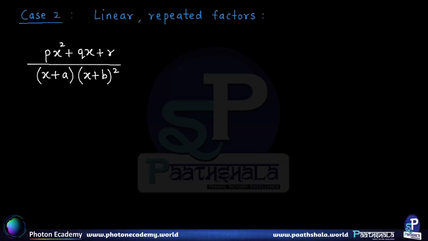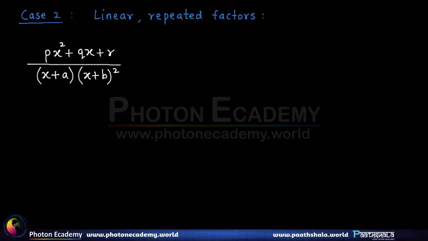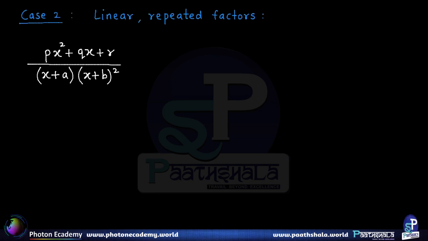Now let us see the second type under partial fractions, and this case is that of linear but repeated factors. So if you see this example given, we have a quadratic term in the numerator, and in the denominator we have one factor which is x plus a, which is not repeated, but the other factor x plus b is repeated because it is coming twice, as we can see from x plus b the whole square.